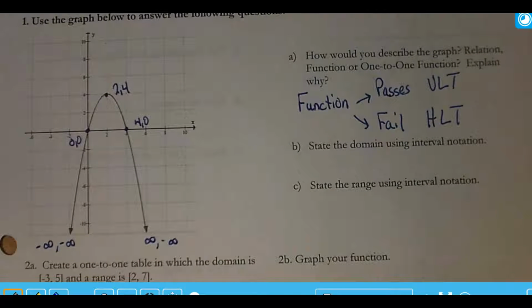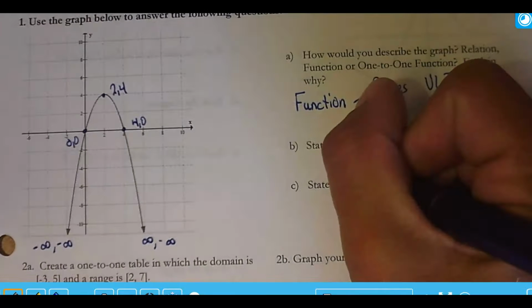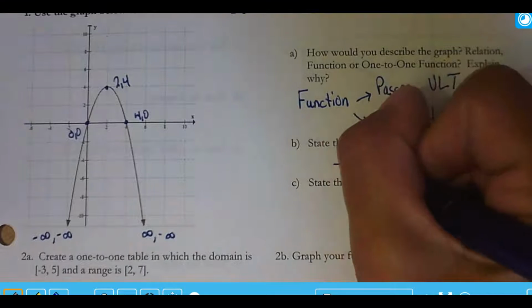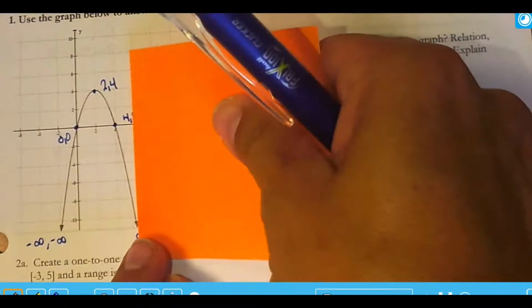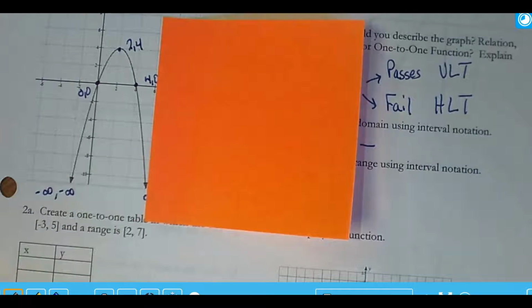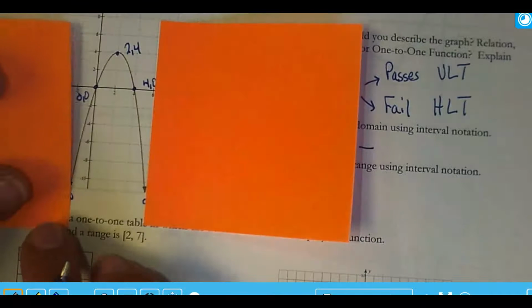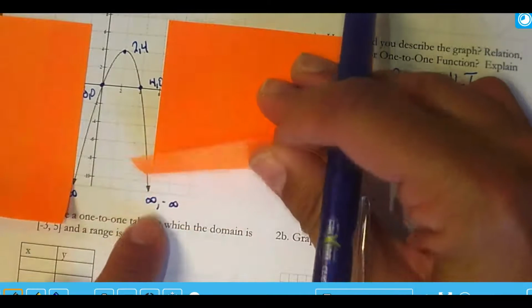All right, state the domain using interval notation. So I want my smallest x and my biggest x. This is a great time to frame it out, if that helps. So framing it out means I just put sticky notes on the left and on the right, because x is domain, and domain runs left to right. And then right where it touches here is my lowest x value, which is negative infinity. And then over on the right side where it touches, that's my biggest x value, so that's infinity.